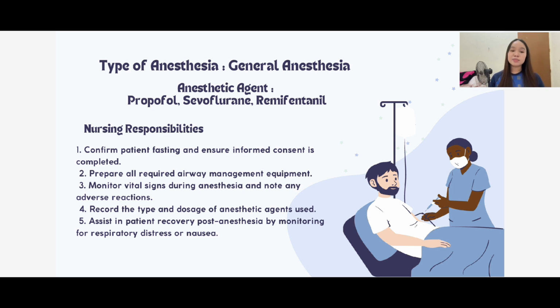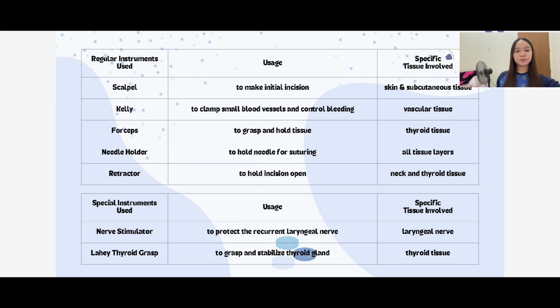The nursing responsibilities for this type of anesthesia and agent: first, confirm fasting and ensure that informed consent is completed. Second, prepare all required airway management equipment. Third, monitor vital signs during anesthesia and note any adverse reaction. Record the type and dosage of anesthetic agent used. And lastly, assist in patient recovery post-anesthesia by monitoring for respiratory distress or nausea.